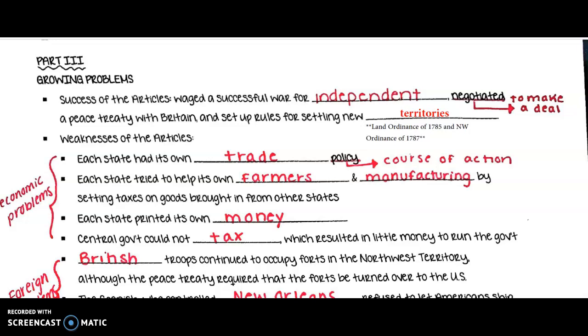It negotiated, or made a deal or a peace treaty, with Great Britain, which resulted in the Treaty of Paris, and set up rules for settling new territories. Like we have the Land Ordinance of 1785, which created a system for selling and distributing land. And we have the Northwest Ordinance, which provided a way to admit new states based on a three-step system. And we also have the Northwest Territory banning slavery in those new areas. Despite those successes, the Articles of Confederation is known as an incredibly weak system of government.